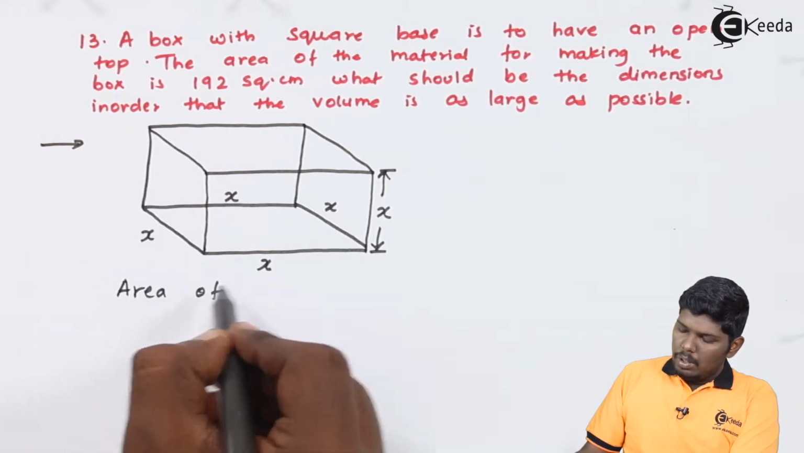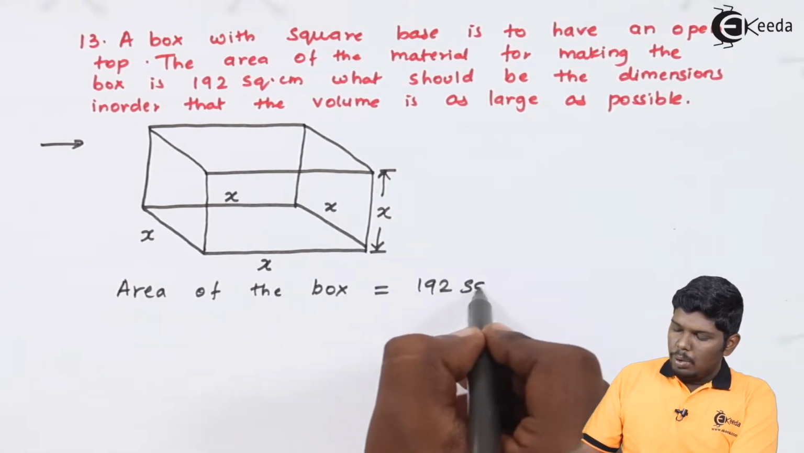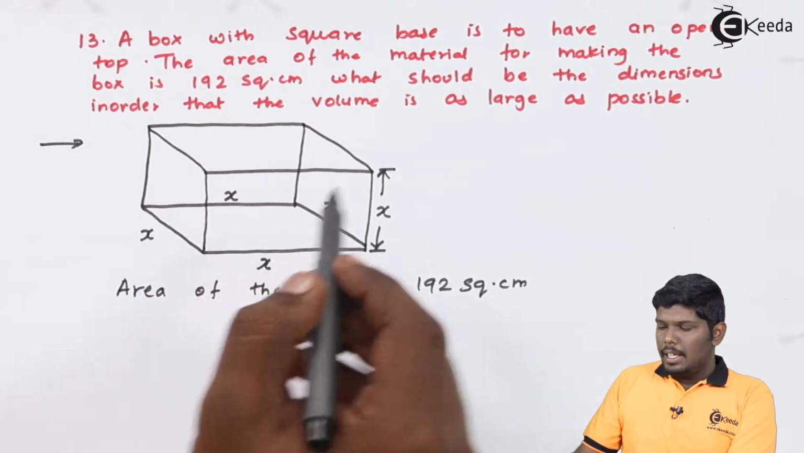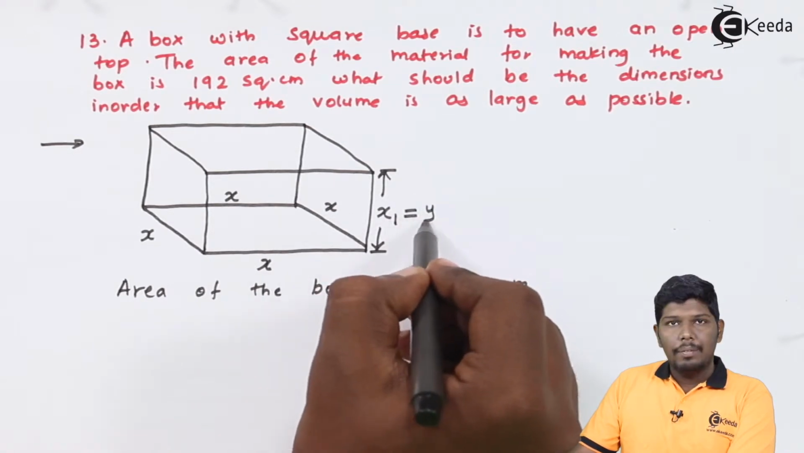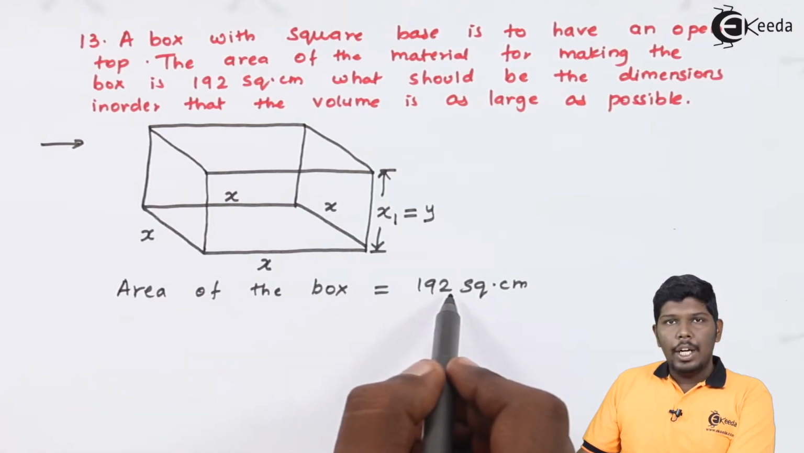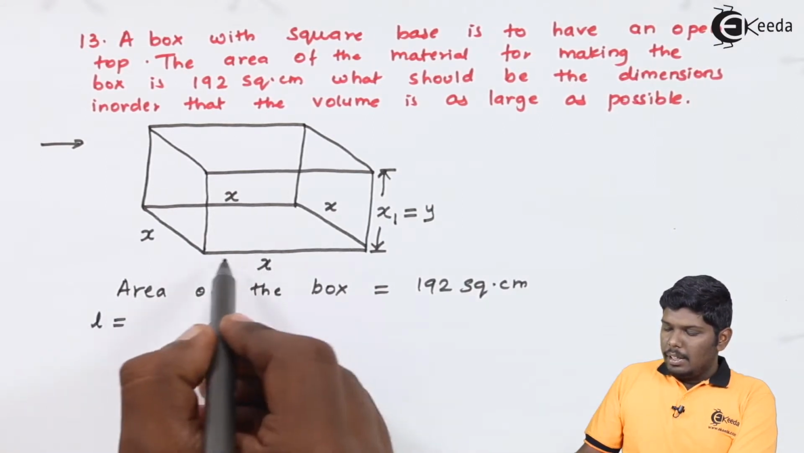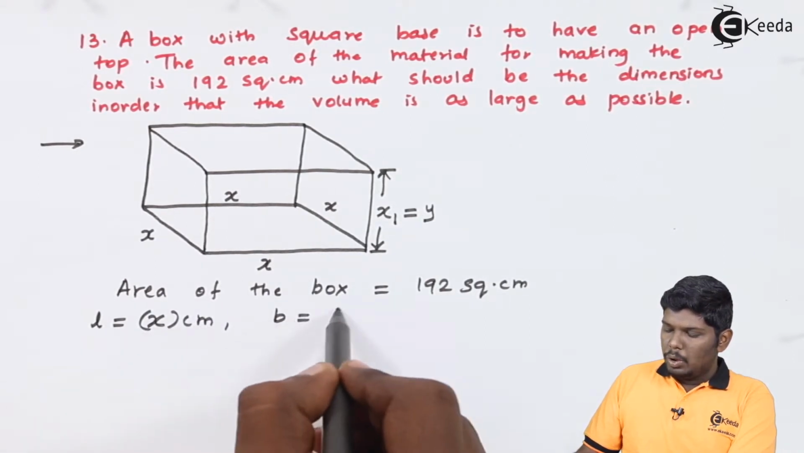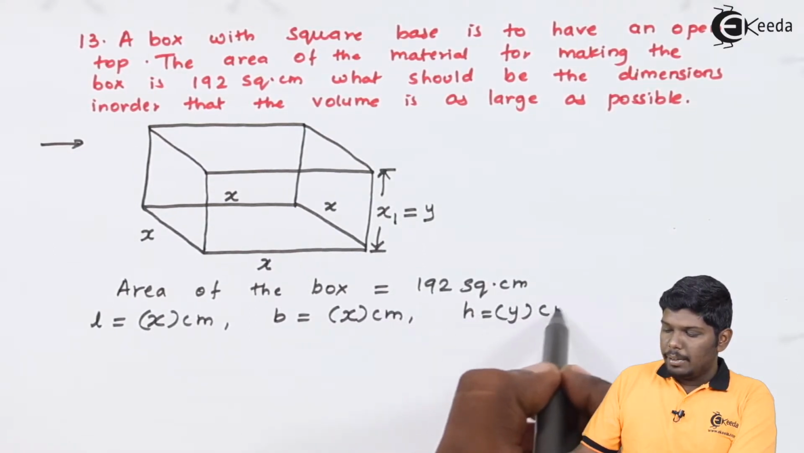Area of the box is equal to 192 square centimeter. The base of the square we have considered as x, and the height can be considered as x1, or simply you can also take it as y. Let us assume that length, that is this side, is equal to x centimeter. Breadth is also x centimeter, and height we have considered as y centimeter.